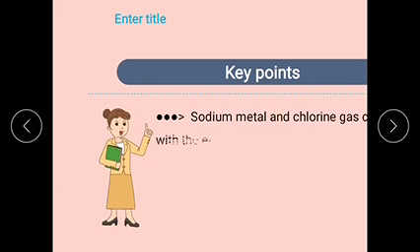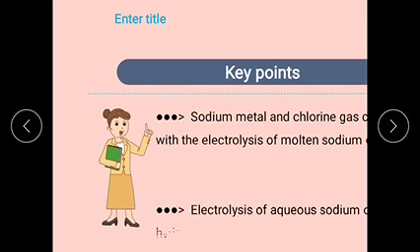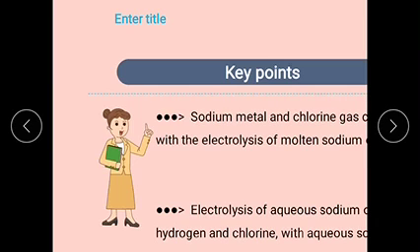The sodium metal and chlorine gas are obtained in the case of electrolysis of molten NaCl. In the case of electrolysis of aqueous NaCl solution, it produces hydrogen and chlorine gas.